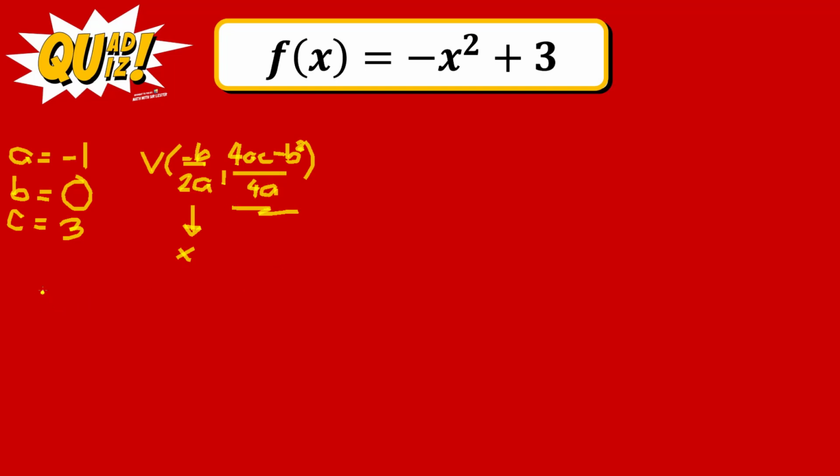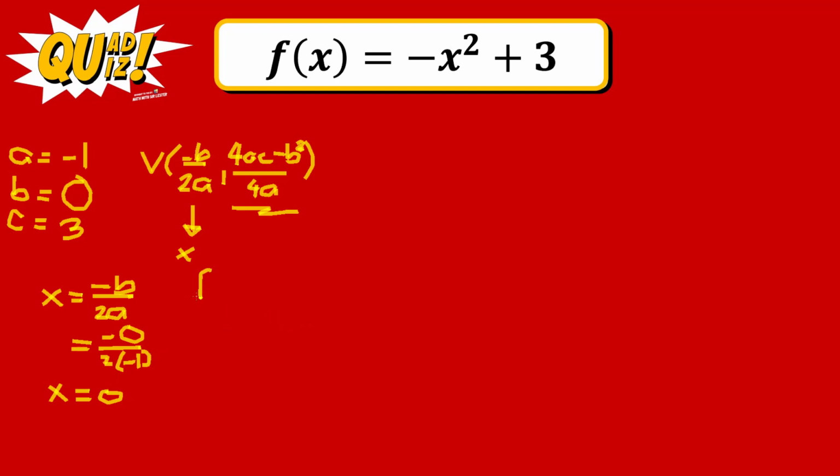So let's start now by identifying the x coordinate of our vertex. Again, it's negative b over 2a. Our b is 0, so negative 0 over 2 times negative 1. Now, no matter what's the result of our denominator, since our numerator is 0, our x is 0. This is the x coordinate of our vertex.